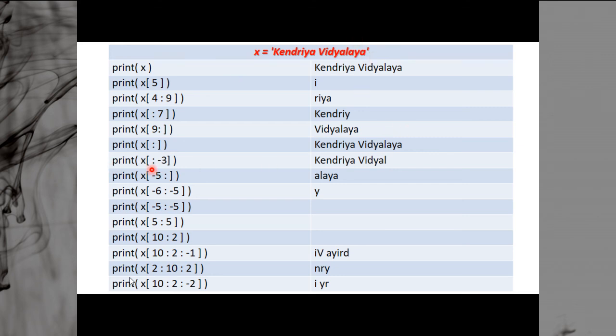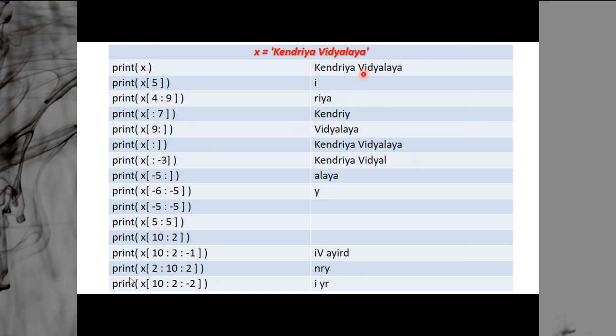Then print x colon -3. X colon -3 means the end is -3, from the start to -3. So what is -3? This is -1, this is -2, this is -3. A is -3. So start from K of Kendriya, start from 0, and the end is -3, not including -3. Not including -3 means Kendriya Vidyal.